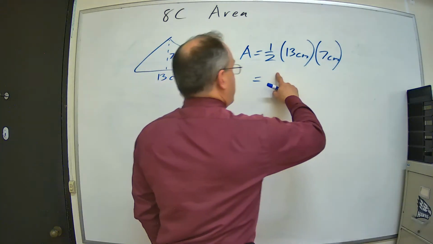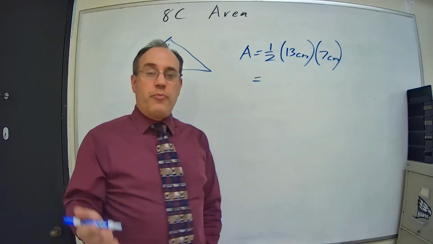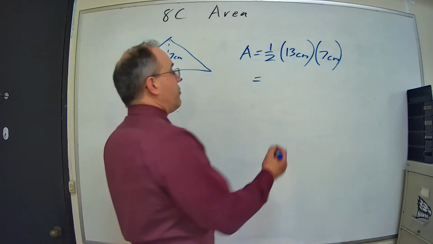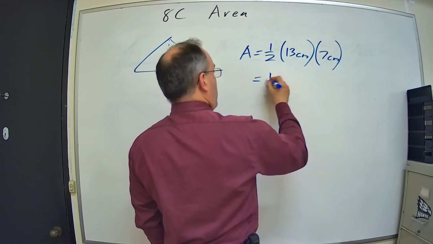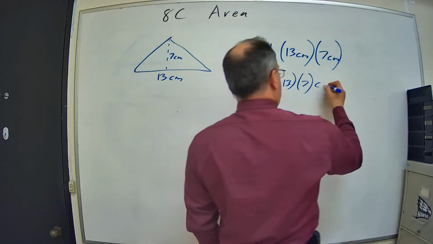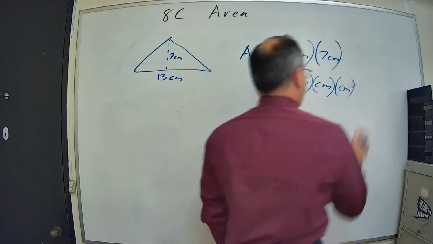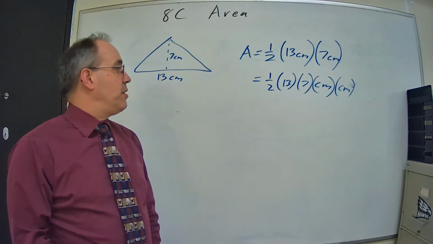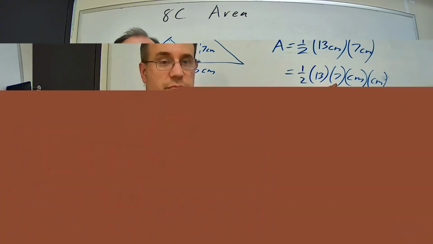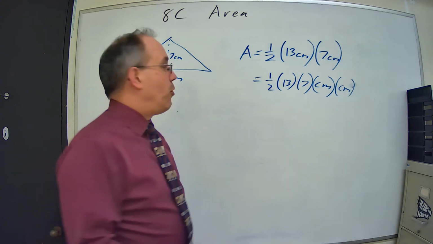As we do this, remember the commutative property of multiplication says I can move things around when I multiply. So I'm going to rewrite this a little bit. I'm going to say this is 1/2 times 13 times 7 times centimeters times centimeters. So 1/2 times 13 times 7 gives me 45.5.